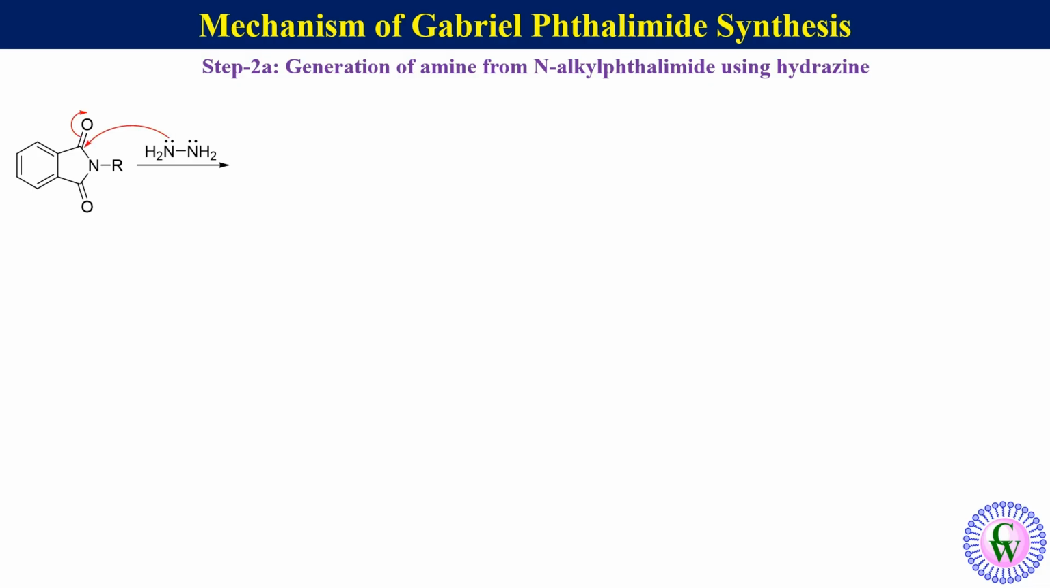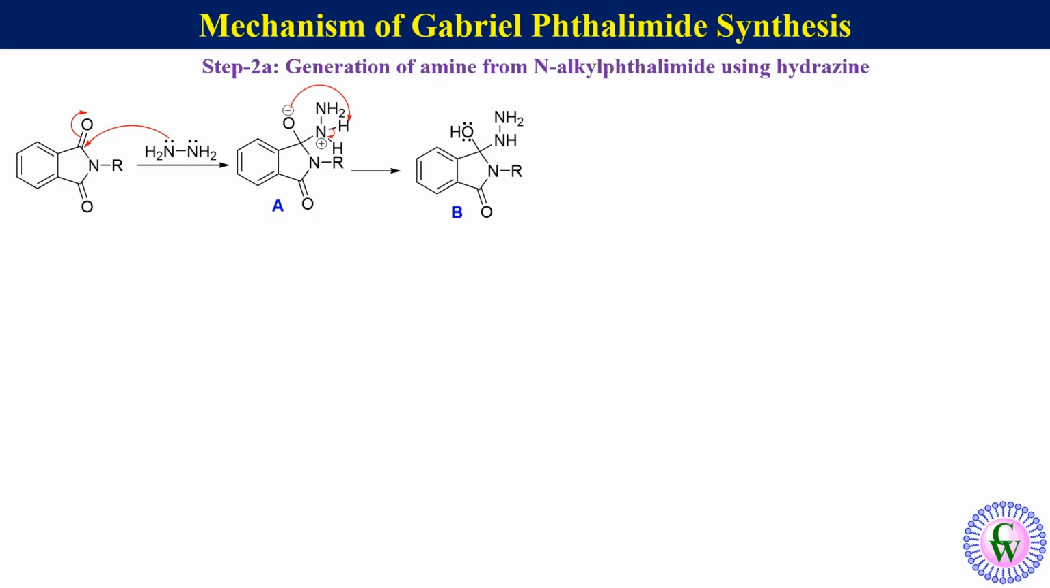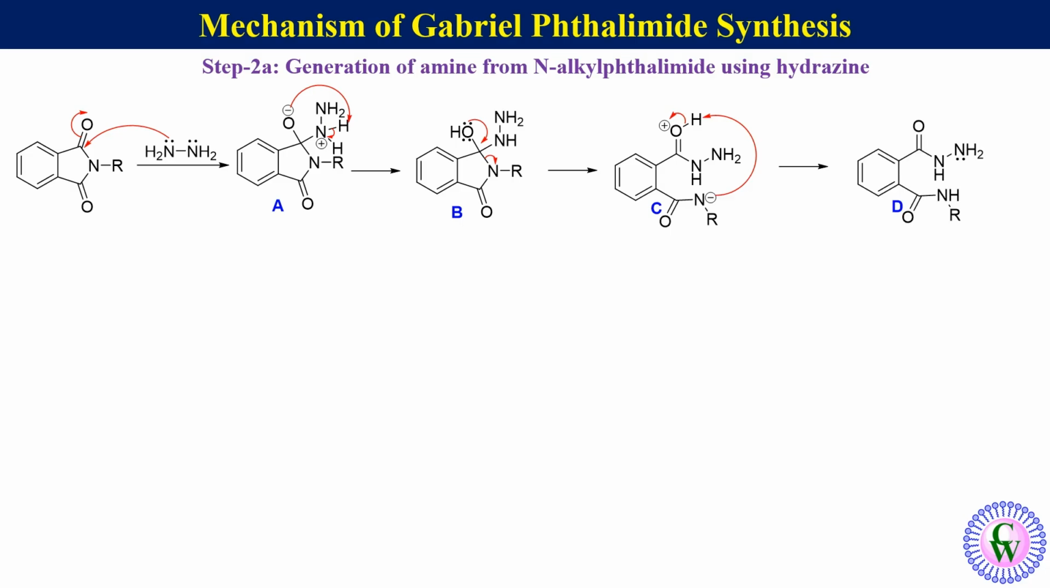Addition of hydrazine to carbonyl carbon gives species A, which undergoes proton transfer to produce species B. Electronic delocalization opens up the 5-membered ring to produce species C, which undergoes proton transfer from carbonyl oxygen to amidic nitrogen to produce species D.